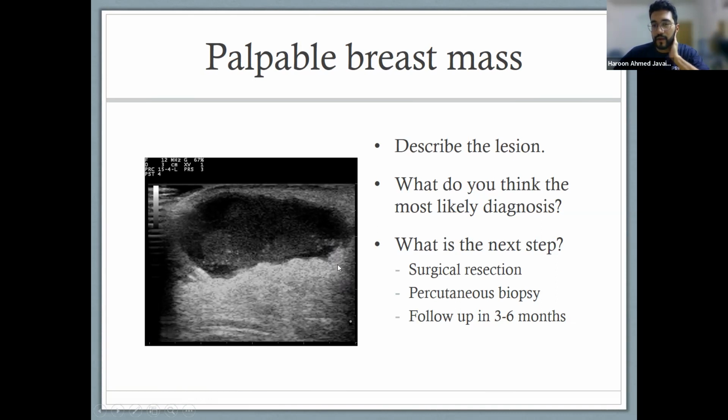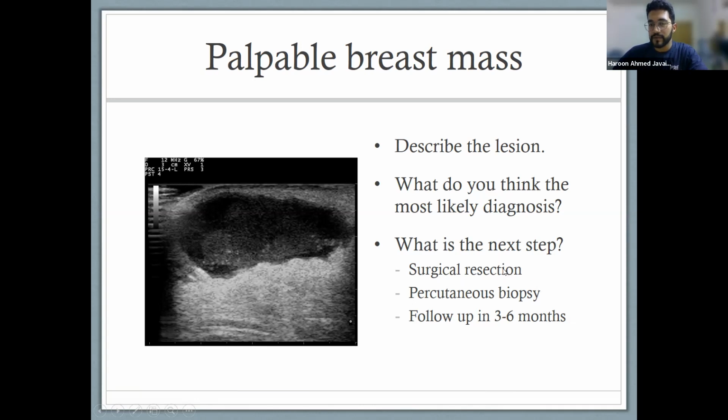So what is the next step? Again, you would go with percutaneous biopsy because it could be cancerous, right? It does have calcifications. We're not 100% sure. So we're going to do a biopsy either way. When would we follow up? In 3 to 6 months, if this was a simple breast cyst, okay?